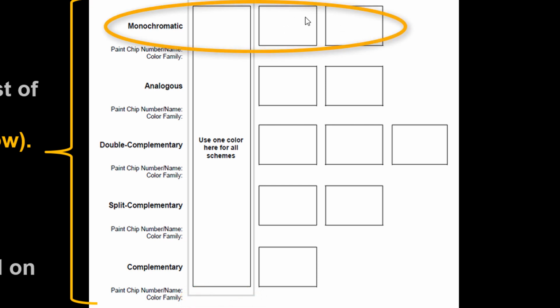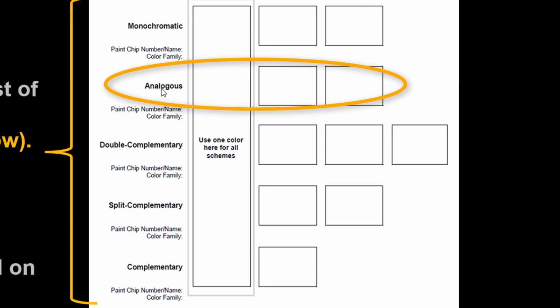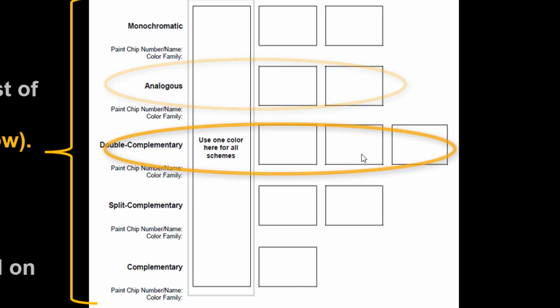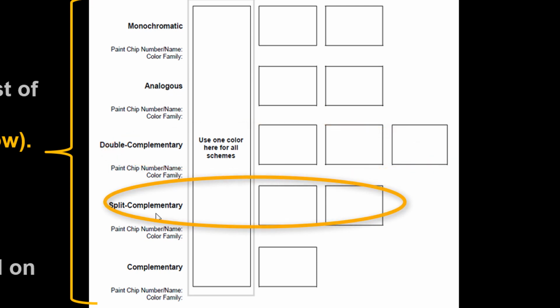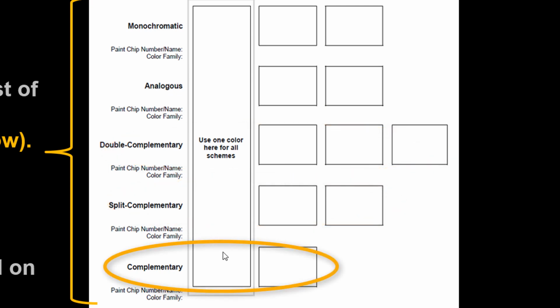Then make a monochromatic scheme here. So this chip and this chip plus this chip will be monochromatic. Again, write the information there. This chip and this chip and this chip will be analogous, and so forth. This one, this one, this one, this one is going to be double complementary. This one and this one is split, and this one is complementary.